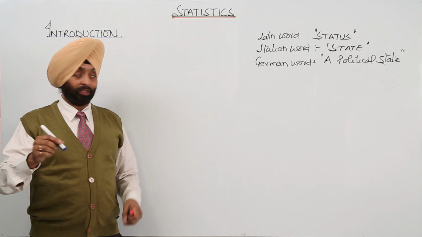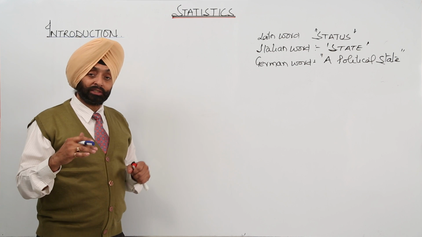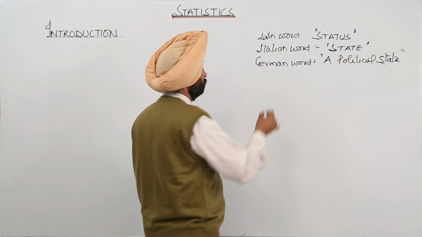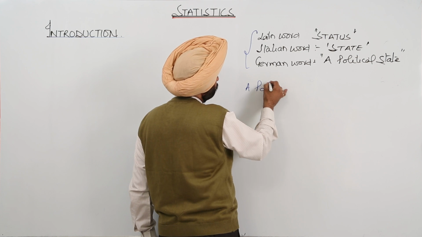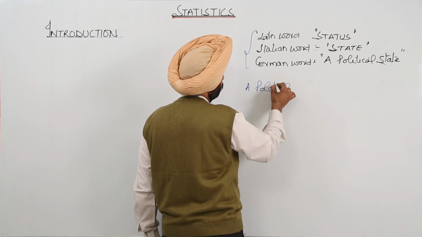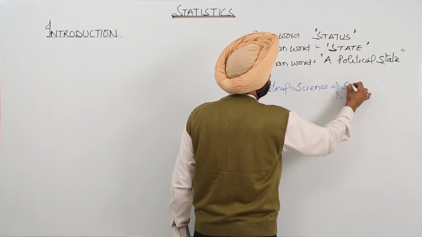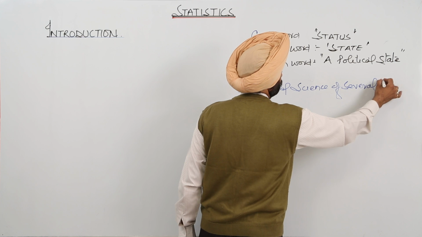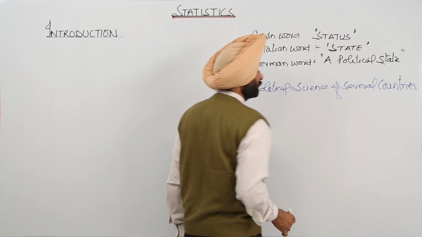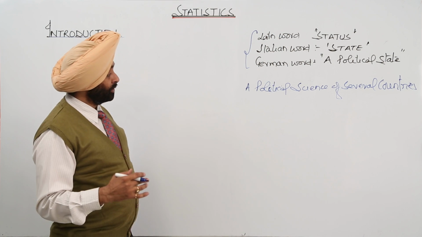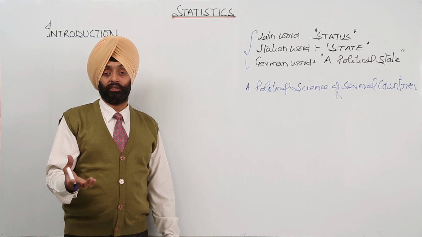one of the mathematicians derived what was called the political science of several countries. This means a political science of several countries. Here, instead of countries, we can also say a political science for several states in a country.